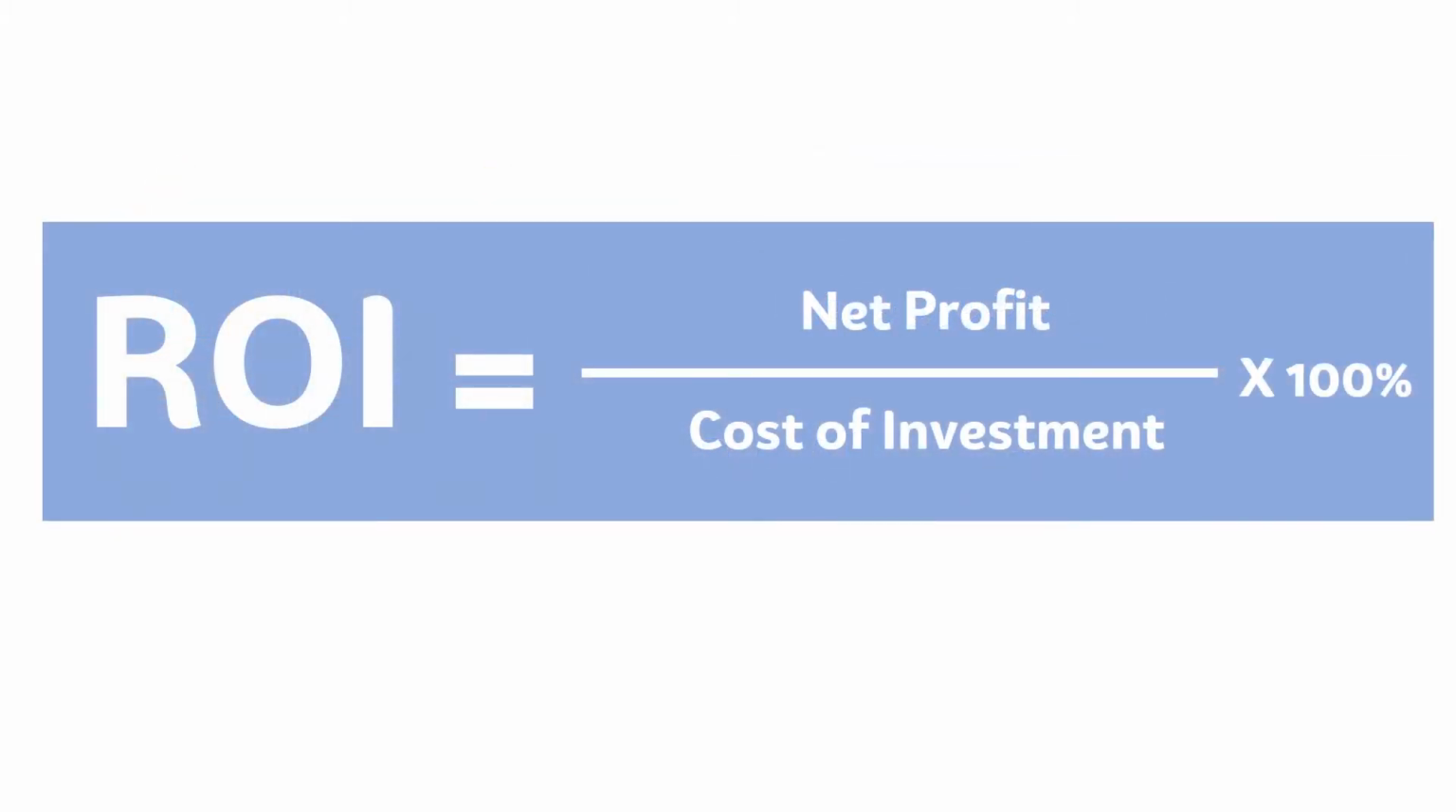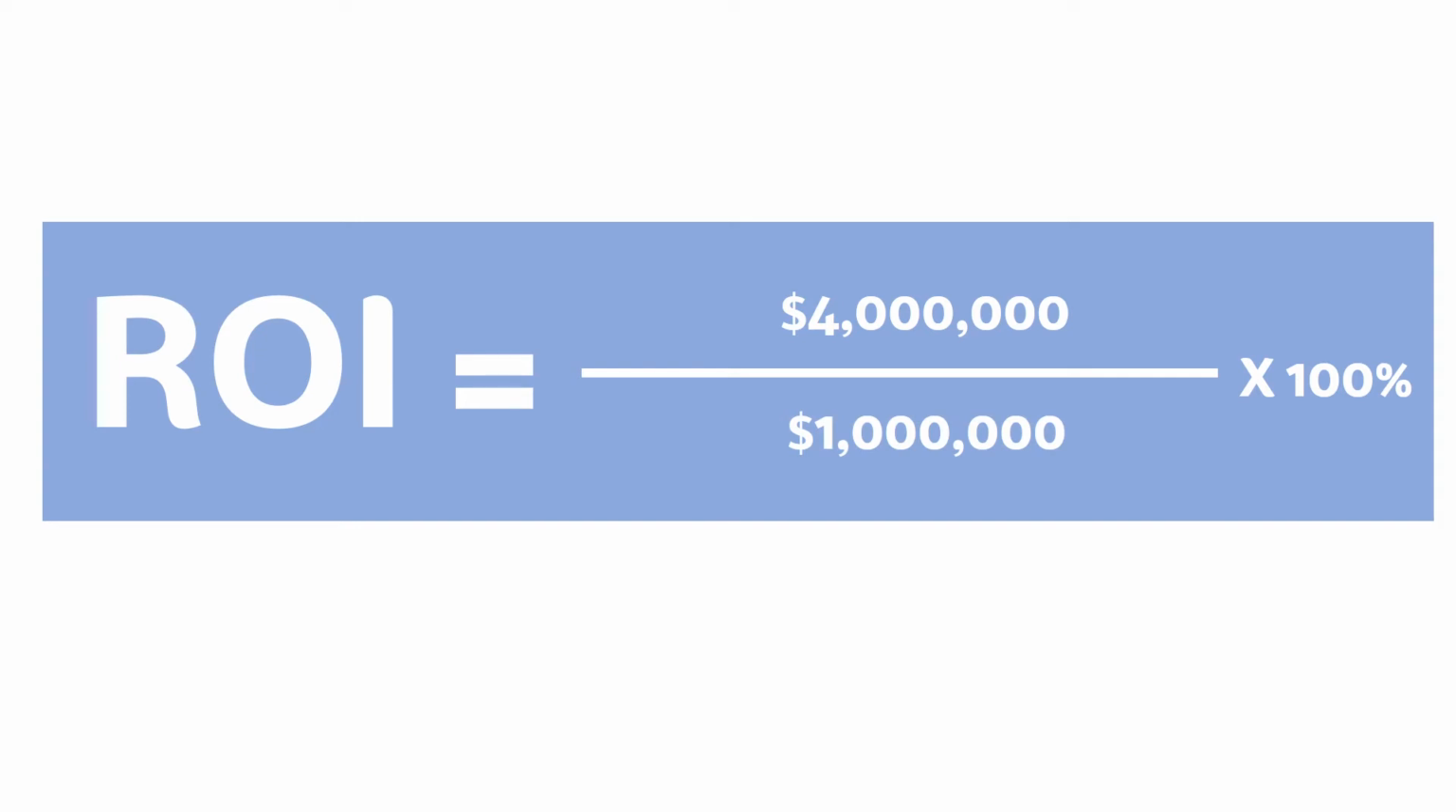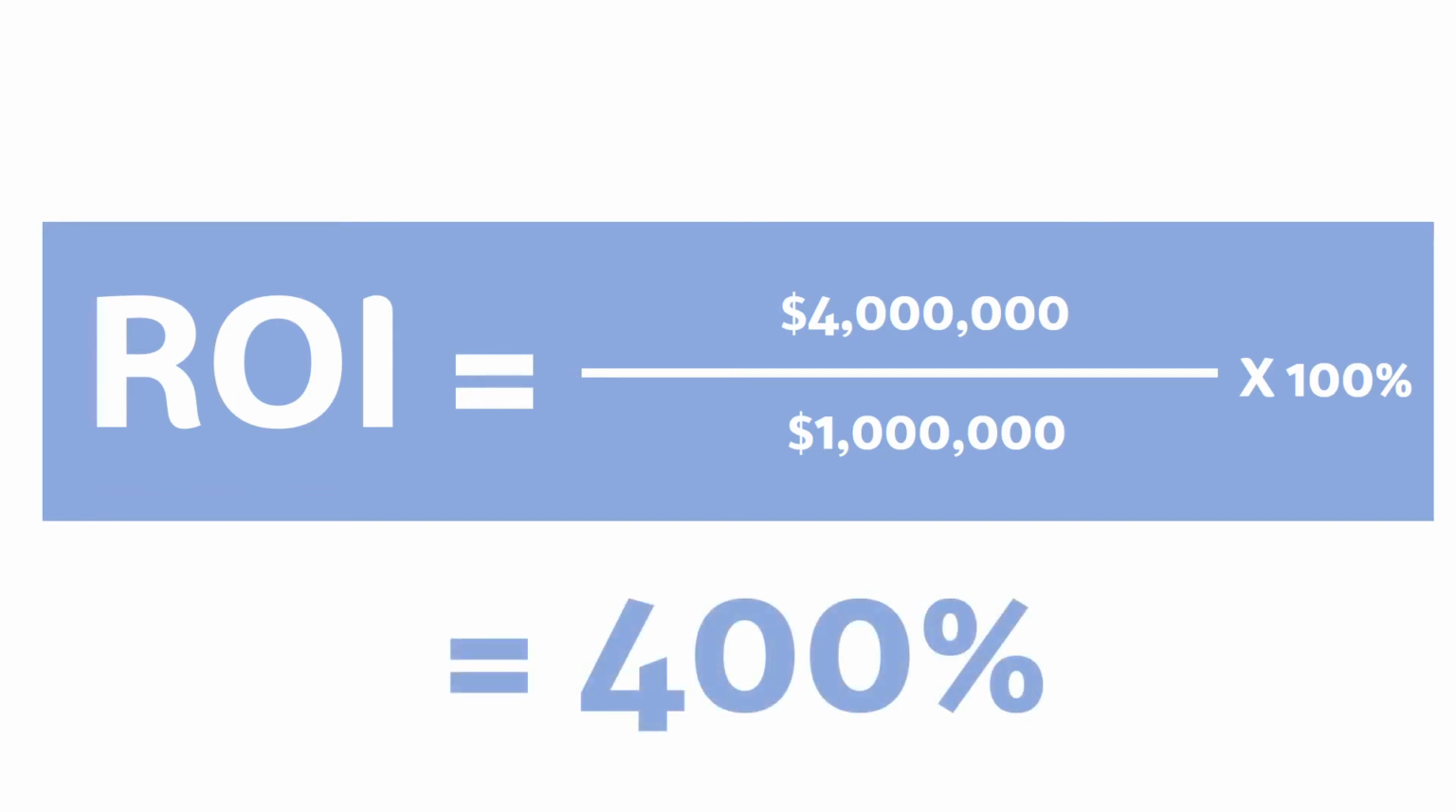First, we need to get the net profit of her investment. We need to subtract the cost of investment, which is $1 million, from the amount she sold her property for, $5 million in this case, after which we get $4 million as her net profit. Next, we divide the net profit by the cost of her investment, which is $1 million in this case, and multiply it by 100%, which gives Jane a ROI of 400%.